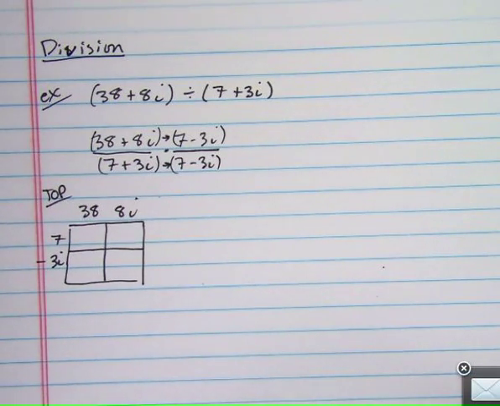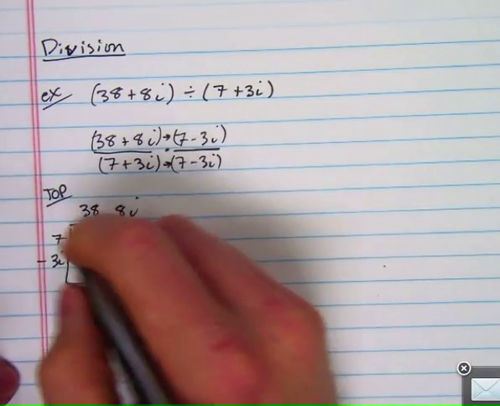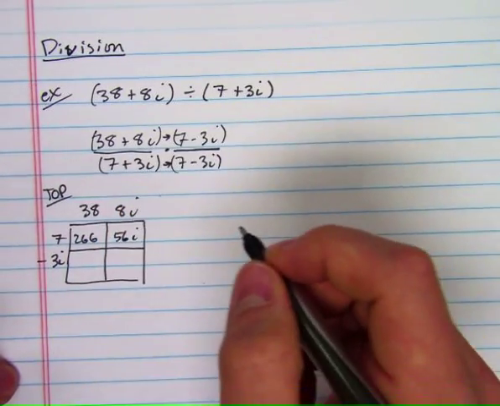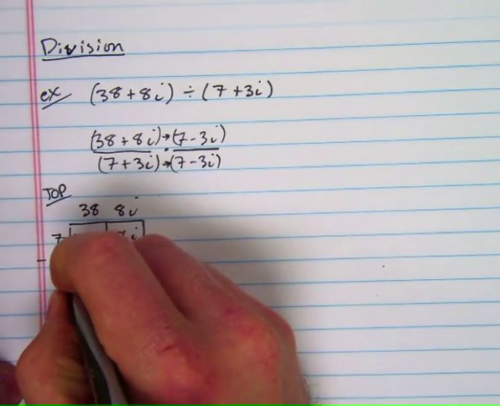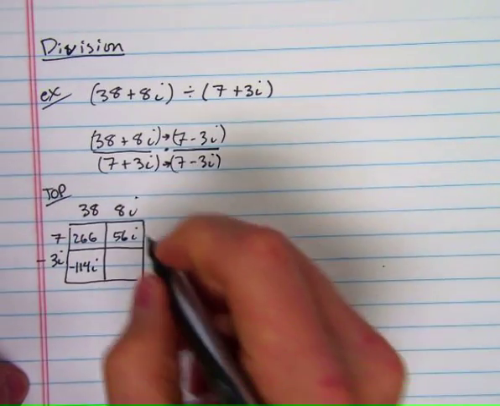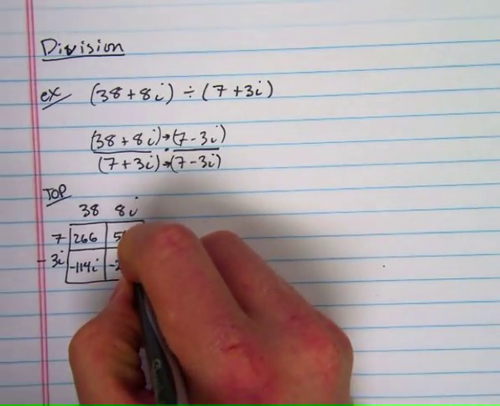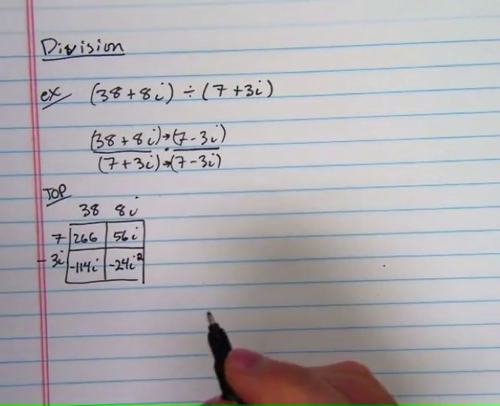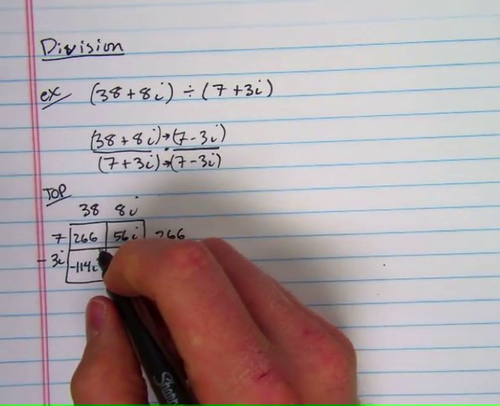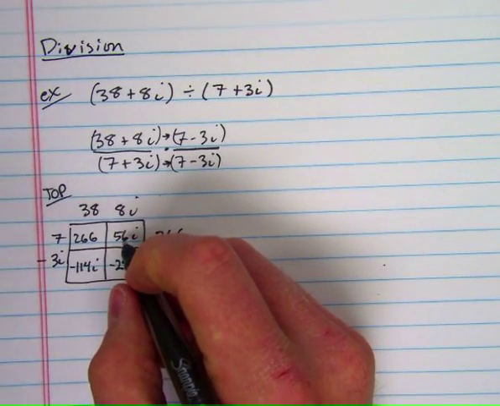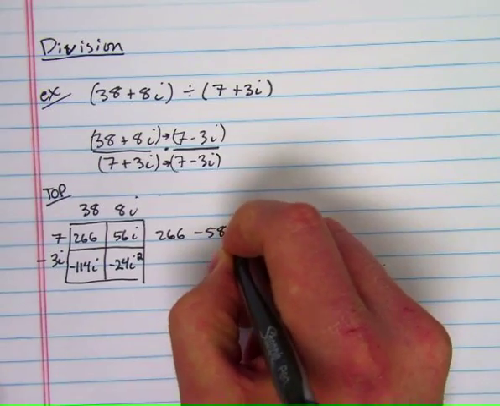Now I'm going to do 38 times 7 on a calculator. That's 266. 8 times 7, that's 56i. 38 times negative 3, that's negative 114i. 8 times negative 3 is negative 24i squared. Because i times i is i squared. So when I write this out, it would be 266. And if I do negative 114 plus 56 here, that's going to come out to be negative 58i.